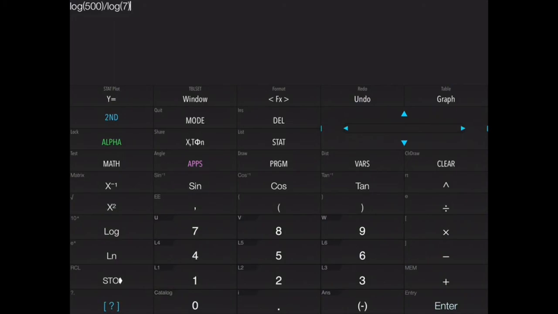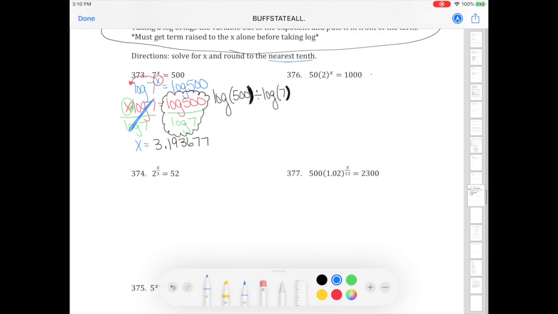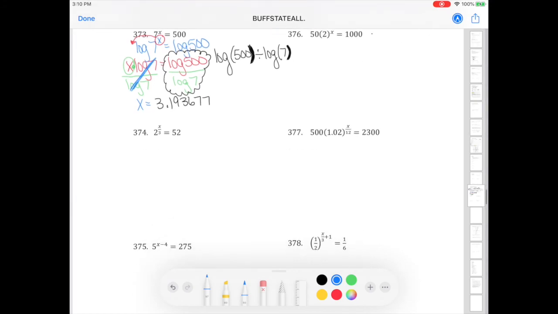So no matter what calculator you have, this is exactly what you should be seeing. Log of 500 in parentheses and log of 7 with the 7 in the parentheses, and then just press enter. If you're not getting that, practice plugging it in your calculator again, and if you're still not getting it, please send me an email or come to office hours, okay?